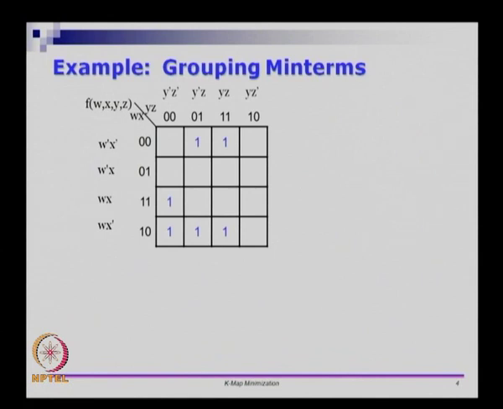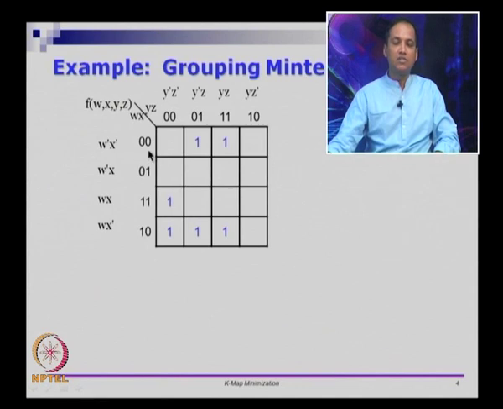Let us say I am given a function like this, in which 6 of the 16 rows have ones, and this is a function on w, x, y and z. We have laid it out so that the rows are w bar x bar, w bar x, wx and wx bar, corresponding to 00, 01, 11 and 10. Similarly, these 4 columns correspond to yz being 00, 01, 11 and 10.